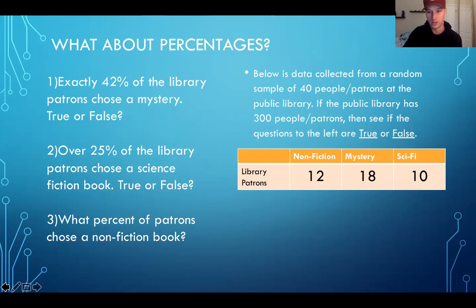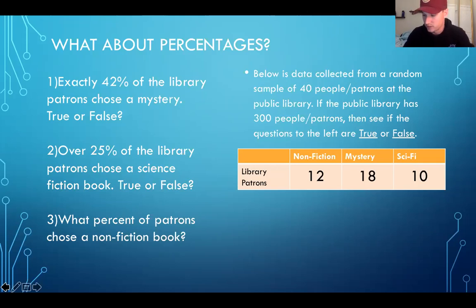Well, we'll set it up in a fraction just like we did before. We're going to go 18 chose mystery out of 40. And if you do simple division, 18 divided by 40, I believe you get 45%. So it says exactly 42% of the library patrons chose a mystery. That is false because 45% of the library patrons that were surveyed chose mystery. So we move on to number 2. Over 25% of the library patrons chose a science fiction book, true or false?